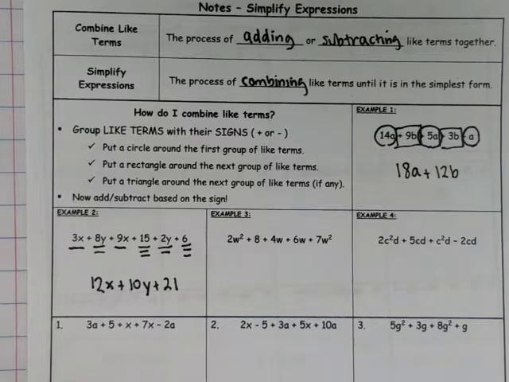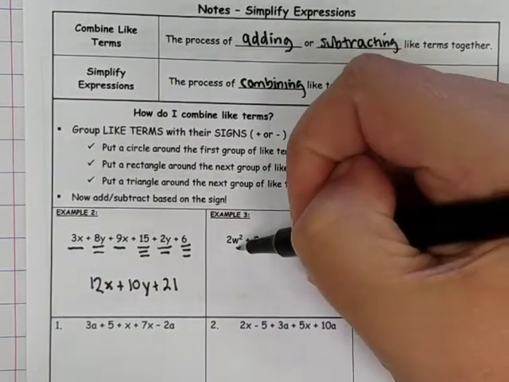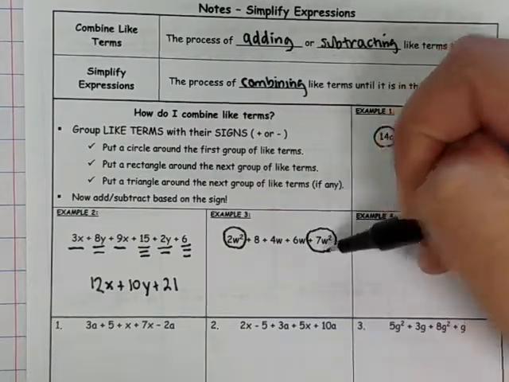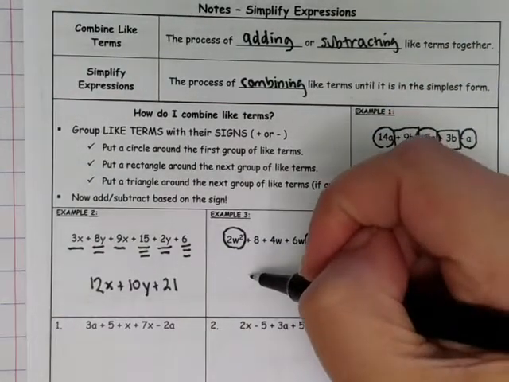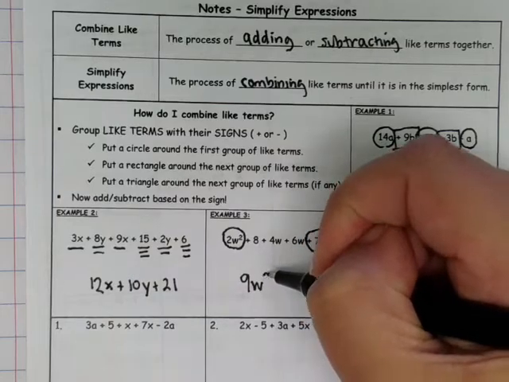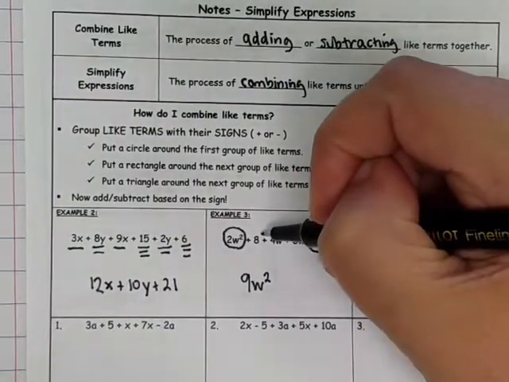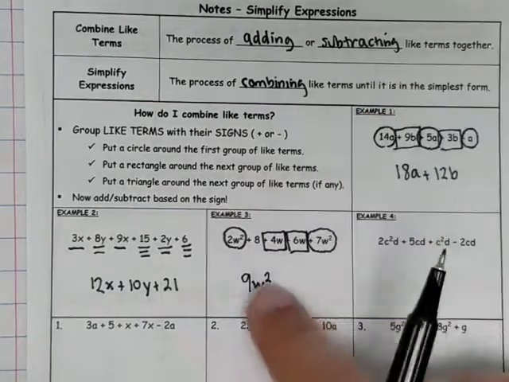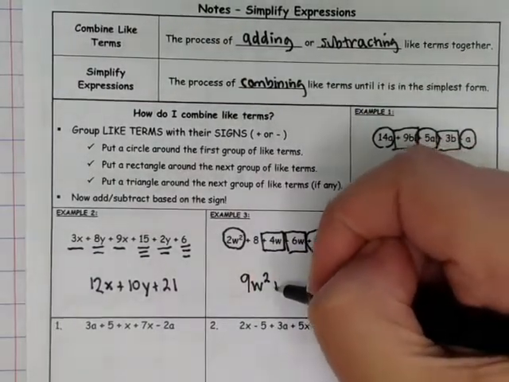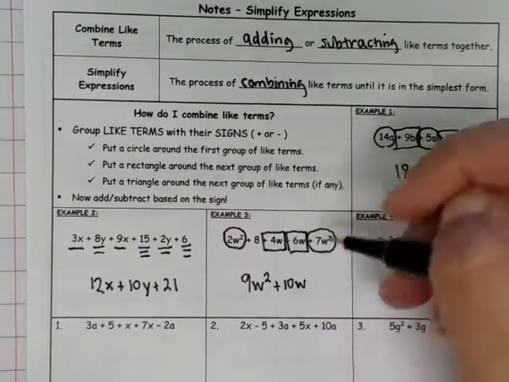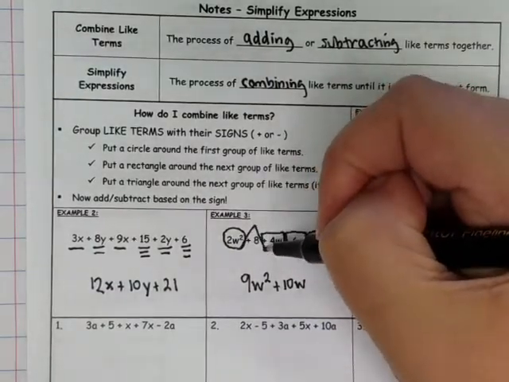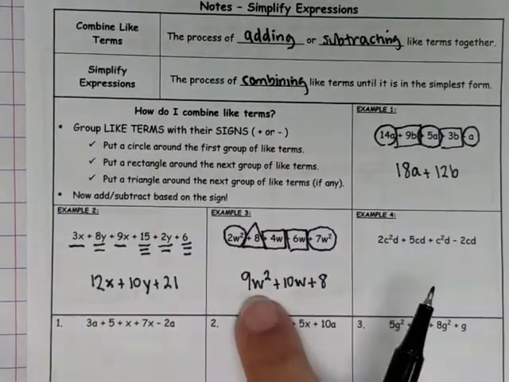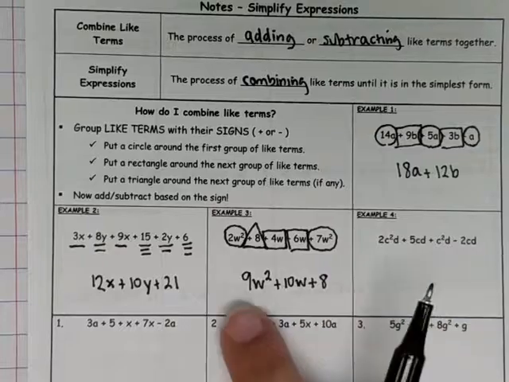All right, here I'll use the shapes. So I'm going to find all my W squareds. So 2W squared plus 7W squared is 9W squared. I'm going to rectangle my W's. 4W plus 6W is 10W. And then I'm going to triangle my constants. So 9W squared plus 10W plus 8.